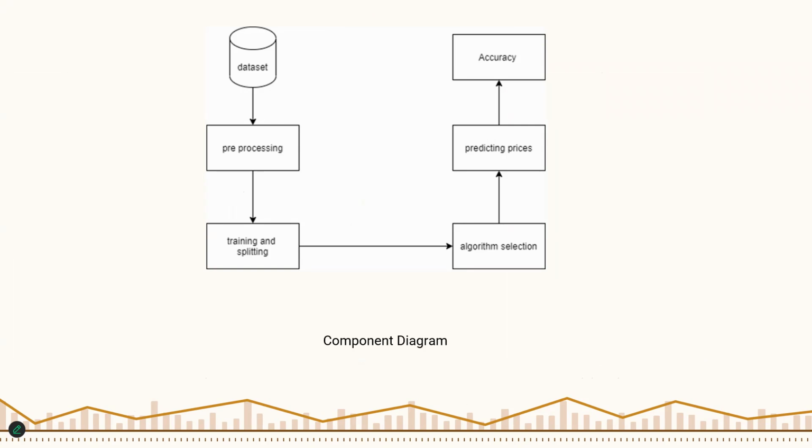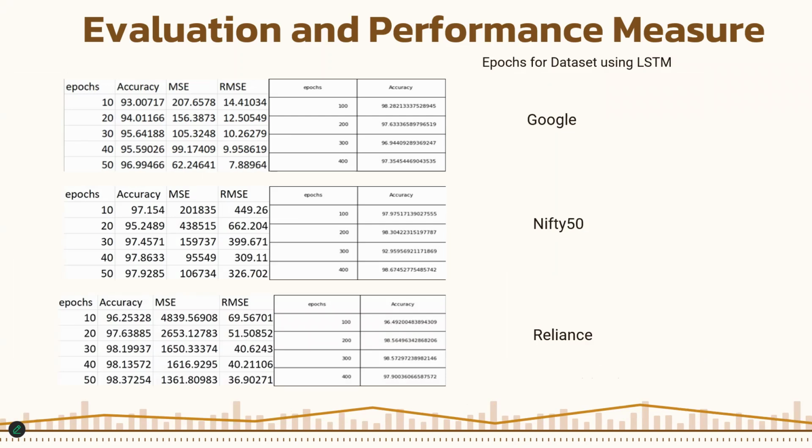So coming on to this slide, this is the same UML diagram explained by Atisha. So moving on to the next slide. Now let's review the evaluation performance measures of the LSTM model using different datasets like Google, Nifty 50 and Reliance. Coming to the Google dataset, as the number of epochs increases, we observe improvements in both accuracy and error metrics. At 10 epochs, the accuracy is 93% with MAE of 207.66 and RMSE of 14.41. By 50 epochs, the accuracy is 96.99. And for extended epochs, 10 to 400, accuracy stabilizes above 97%.